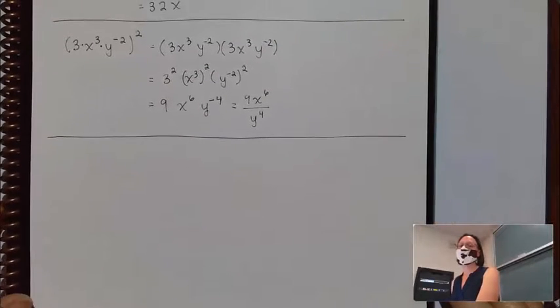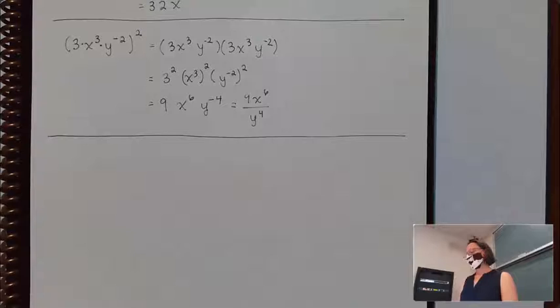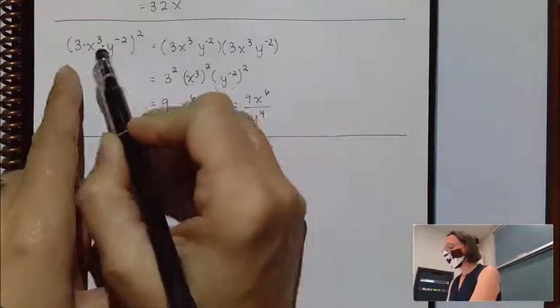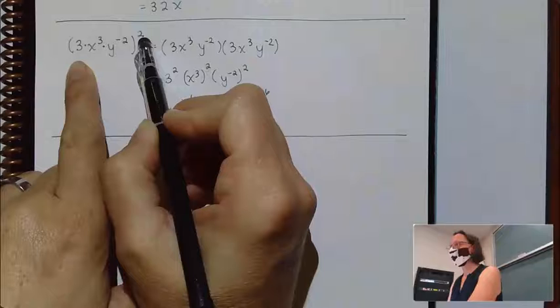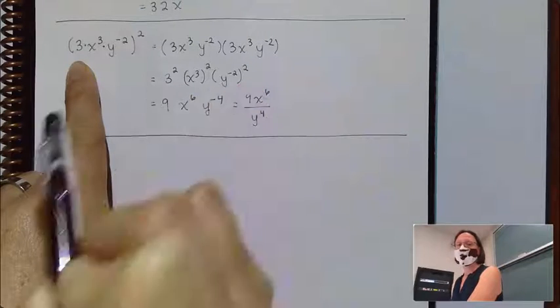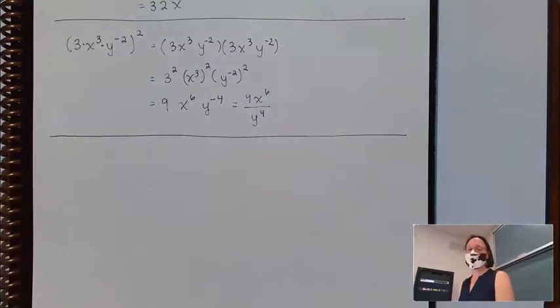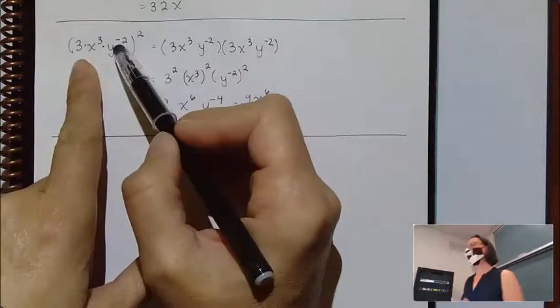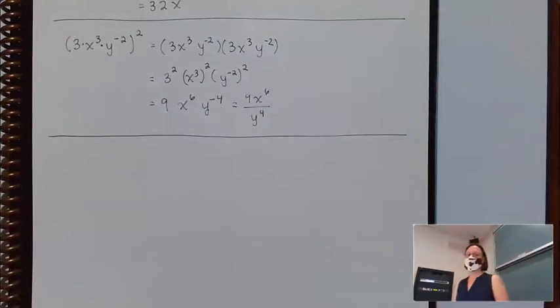Question. Yes. So the second one is where... This one? So this whole thing is squared. Yep. Yeah, so we're kind of distributing that power into each piece.